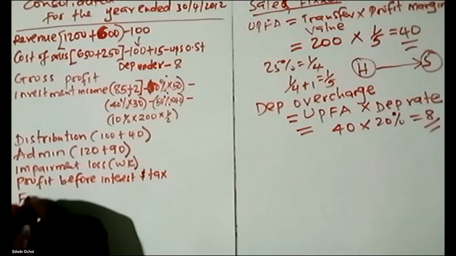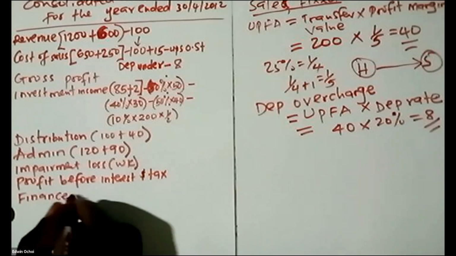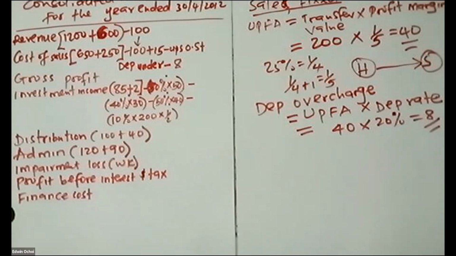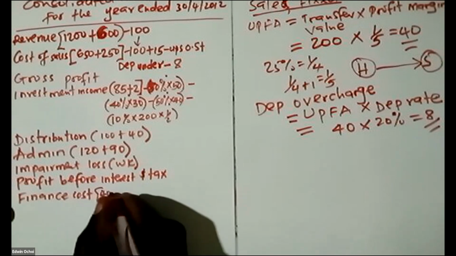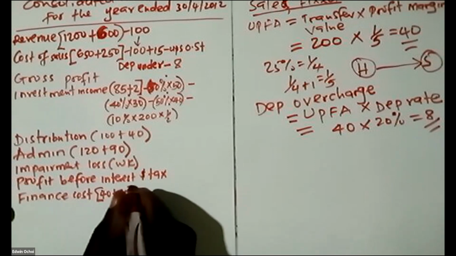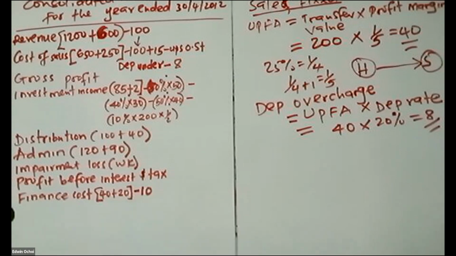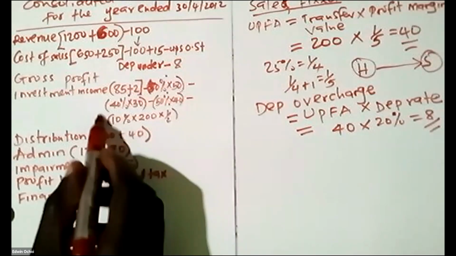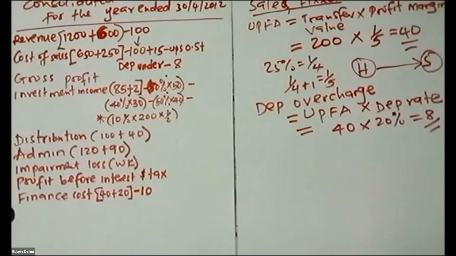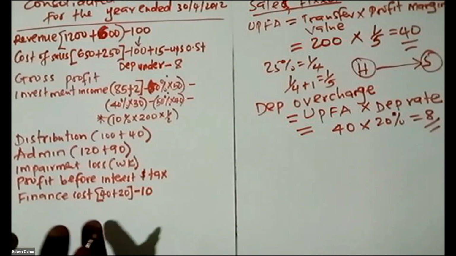So tax is concerning finance cost. So the finance cost is the one which is given again. It was 40 plus 20, you minus 10. 10 was this interest again. The one concerning the investment they made in the 10% loan stock in S, in the half of the 10% loan stock in S.